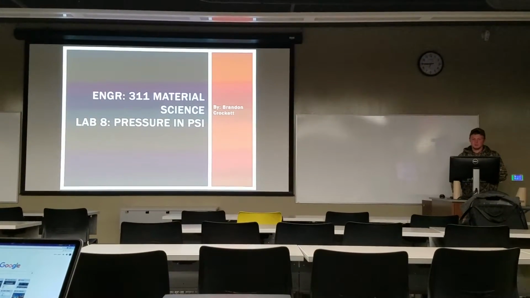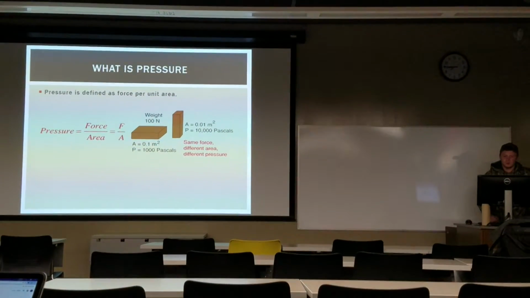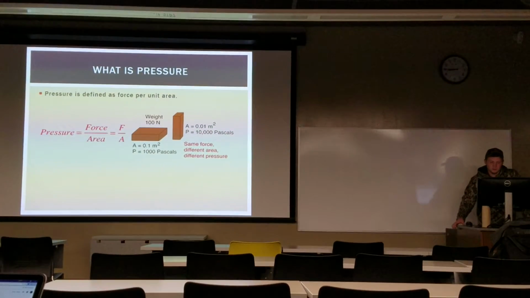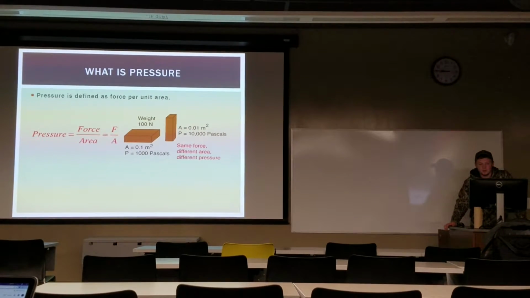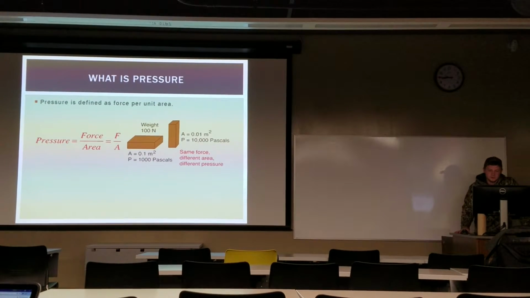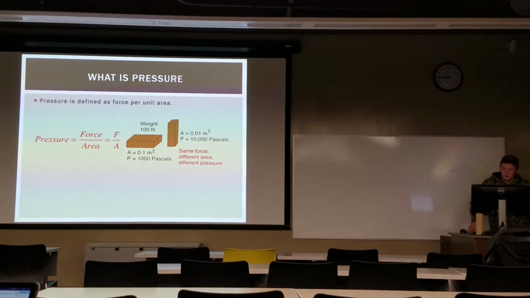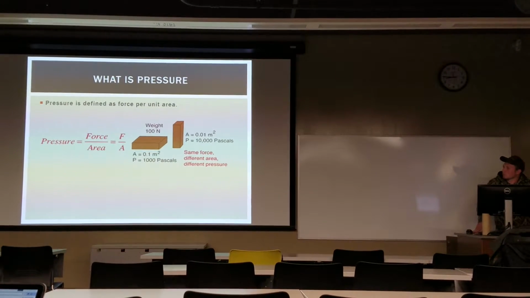Alright, so mine was for pressure and PSI. So what is pressure? It's force over area. And as you can see, the block on the left has a bigger area than the block on the right. As a result, the pressure is smaller than on the block on the right.